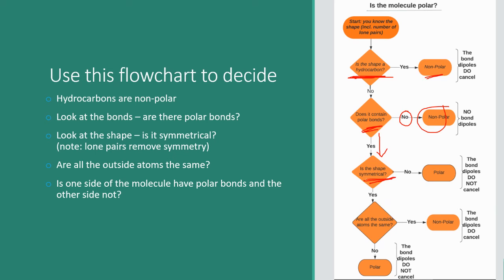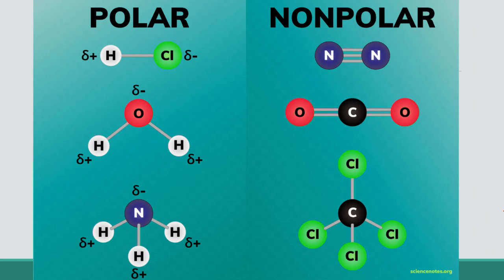look at the shape. Is it symmetrical? If it's not, then it's polar, as the bond dipoles do not cancel out. Are all the outside atoms the same? If they are, then the bond dipoles are going to cancel out, so that's something to look for. And then this one here, if the atoms on the outside around the central atom are not the same, then it's not going to be symmetrical, and so therefore the bond dipoles do not cancel out and the molecule is polar.